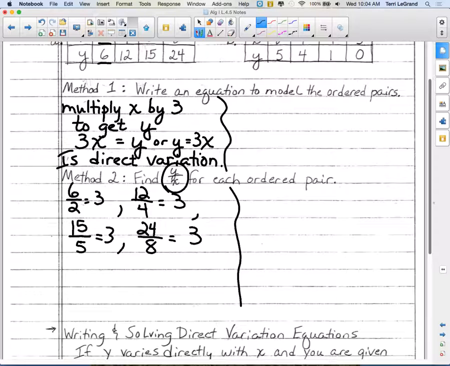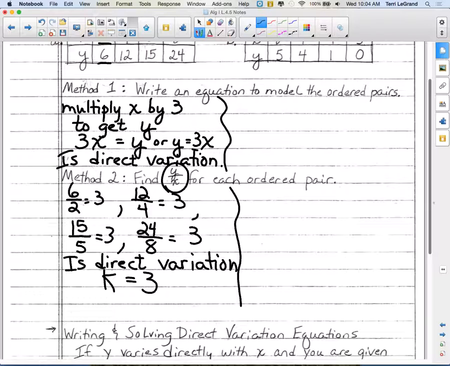So we would say this is direct variation because we got the same value every single time. And when we were setting up those y over x's, we were determining if there was a k value. Just like up here in our equation, k equals 3 here also. Y equals kx. So our constant of variation, our k value, is 3.